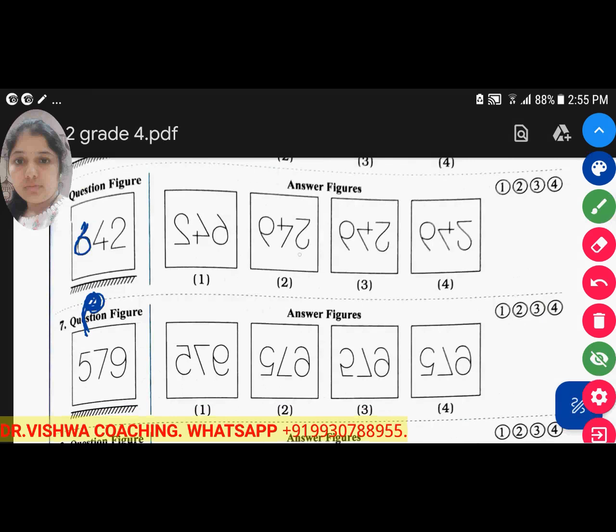Okay. Now 6 looking like this is there in 3 options. Okay. Now these 3 options show the 6 looking like this. So we have to check for 4. Now how will this 4 look? Now this line should be facing towards the right only. So this is the reflection of 4 in the water. So this is not the option. This 2 may be the option.